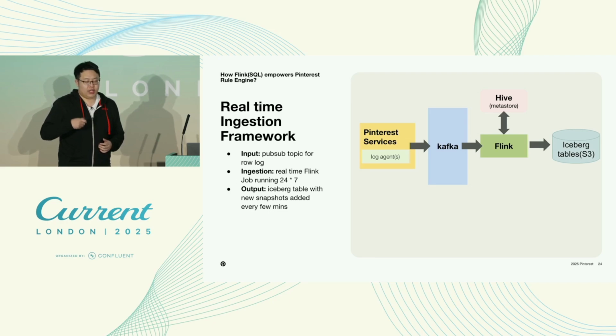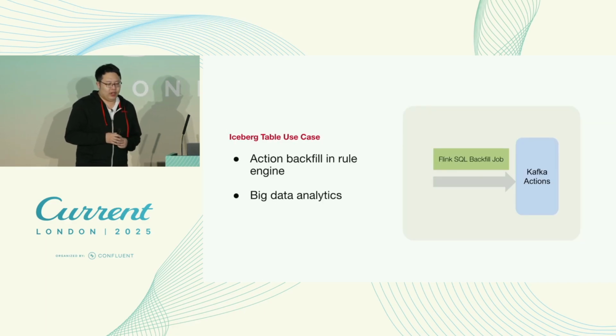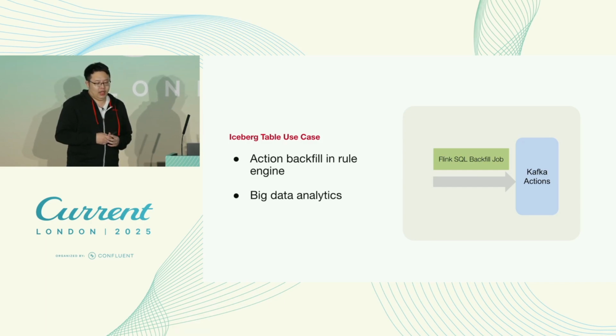It continuously generates a new Iceberg table snapshot every few minutes when Flink checkpoints. This checkpoint interval is configurable, and we can easily reduce it to maybe less than 1 minute if we really want that low latency. With data in Iceberg, we are able to easily support processing the historical data. We can also support big data analytics, and especially we can unlock near real-time data analytics.